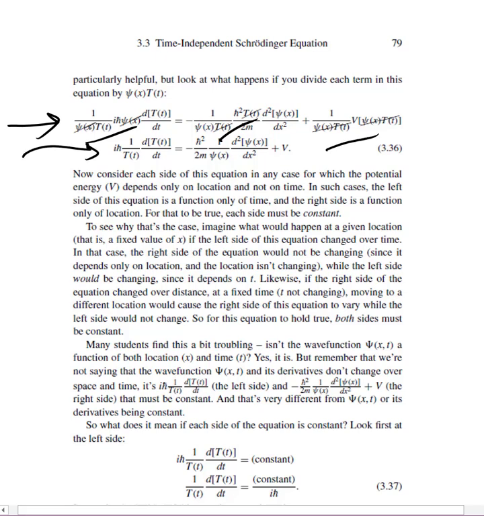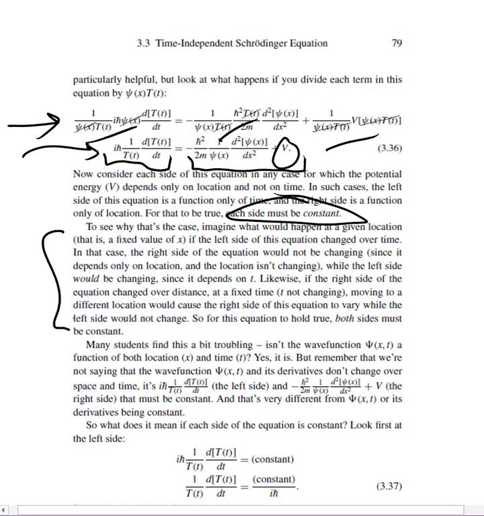And this is extremely powerful. As long as the potential energy V depends only on space, that is only on x and not on time, then this whole side of the equation depends only on x, and this whole side of the equation depends only on t. The reason that's so powerful is because if the left half depends only on t and the right half depends only on x, then both sides must be constant.